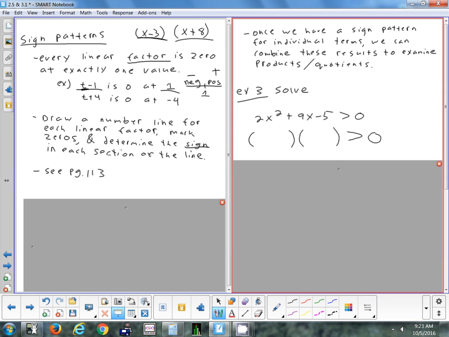Okay, what value do you plug into the first factor to make it 0? The very first one. 0. Yeah, 0. That one's pretty straightforward. What value do you plug into the second factor? -3. And the third factor? 1. And again, we're going to examine the behavior in each section.